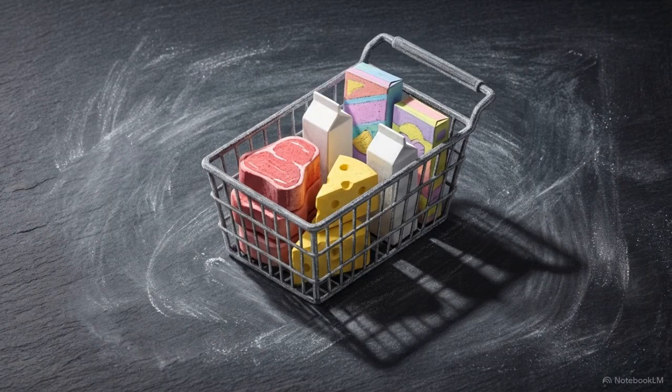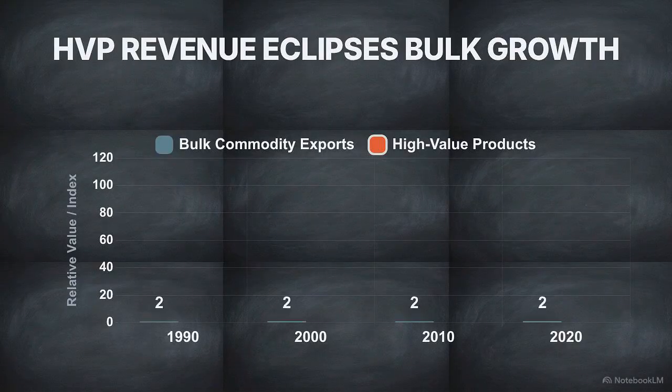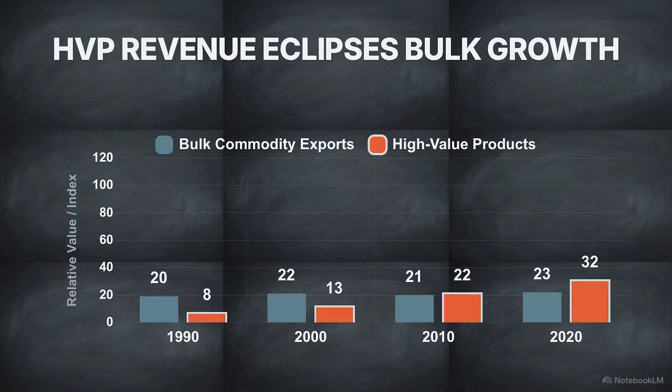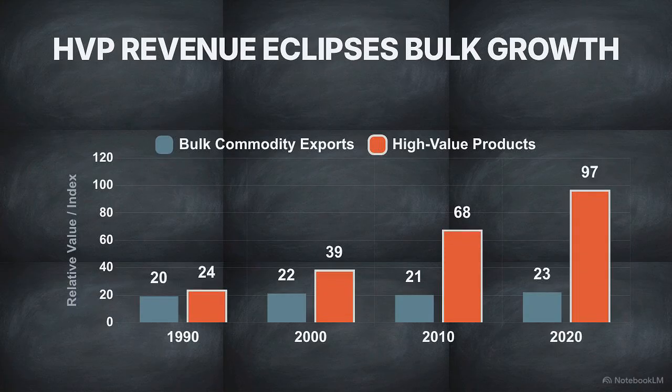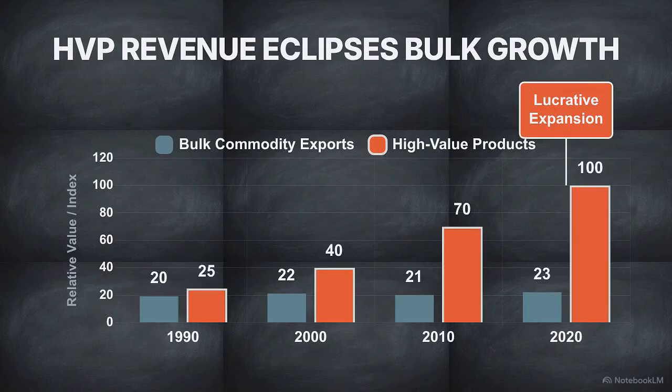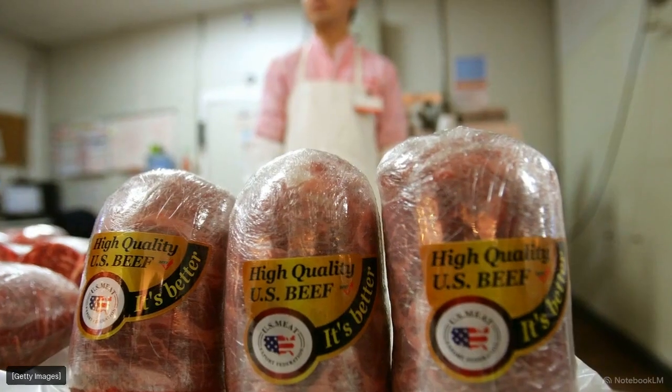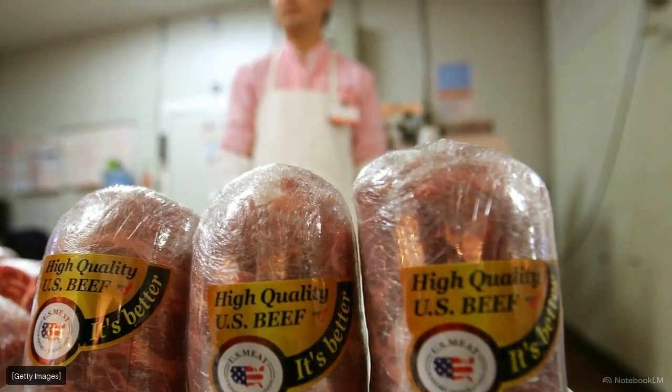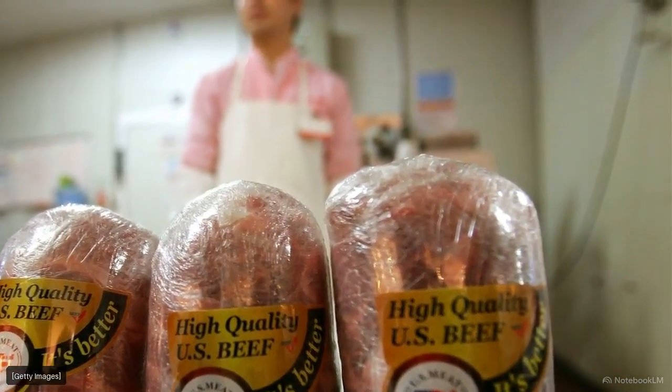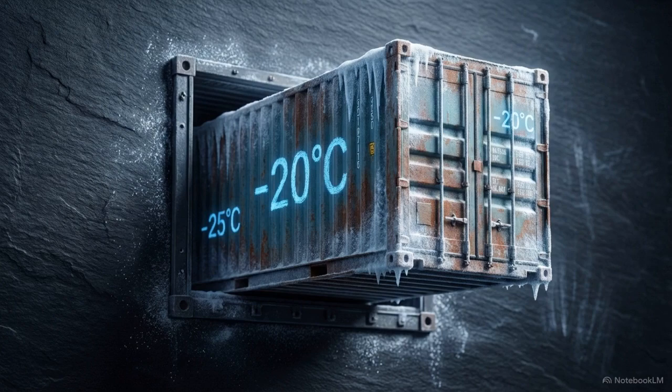Consumers move away from basic, volume-heavy staple grains and begin demanding value-added proteins like meat, dairy, and heavily processed convenience foods. This side-by-side comparison shows the result. While bulk commodity exports, characterized by massive volumes but razor-thin margins, have flatlined, we see a steep, lucrative expansion in high-value products, or HVPs. However, capturing the high margins of HVPs carries a strict operational catch. Exporting fresh beef or specialized dairy requires unbroken cold chain logistics, strict sanitary compliance, and highly precise cultural branding.